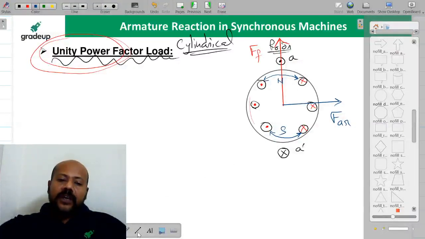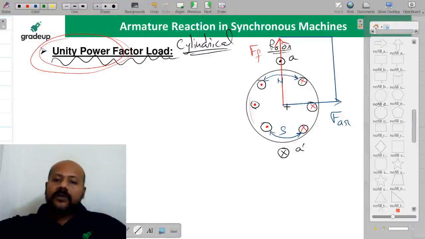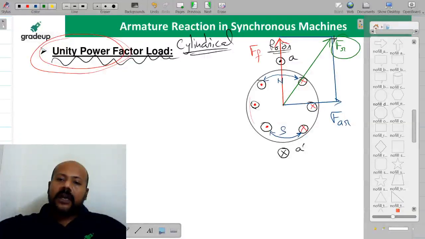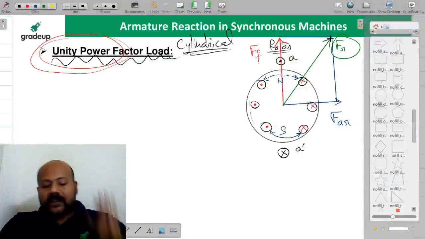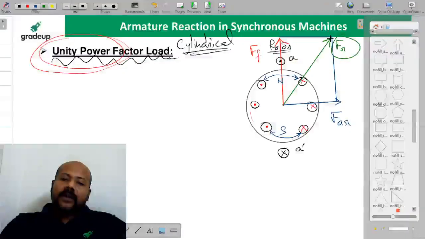So if you see, suppose I am trying to find the resultant flux. This resultant flux is going to be something like this. I hope it is visible to you. So this is going to be Fr. What is Fr? The resultant of the main field flux and the armature flux. Is it clear to all of you? Yes or no?